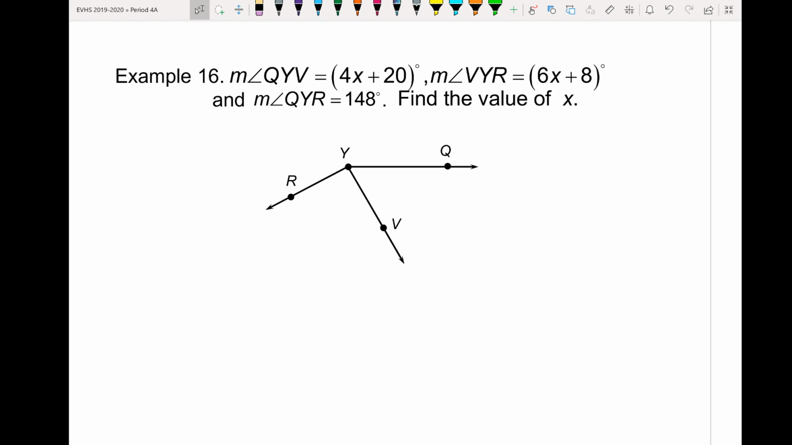Okay, 16 is where things started getting more complicated. We have algebraic expressions in here. Angle QYV is 4x plus 20. VYR is 6x plus 8. And QYR, the greater angle, is 148 degrees. So our equation: measure of angle QYV plus measure of angle VYR is equal to the measure of angle RYQ.